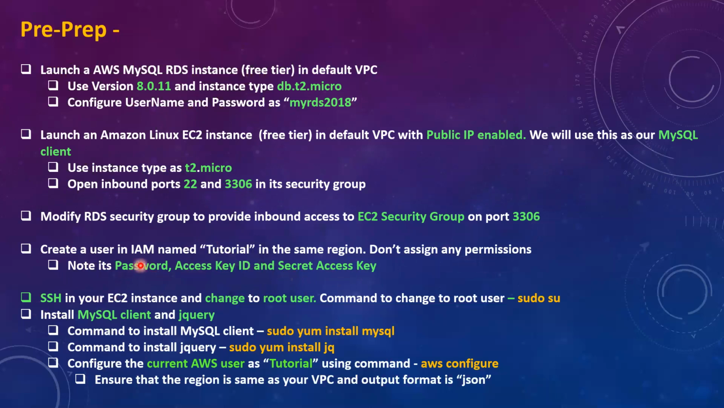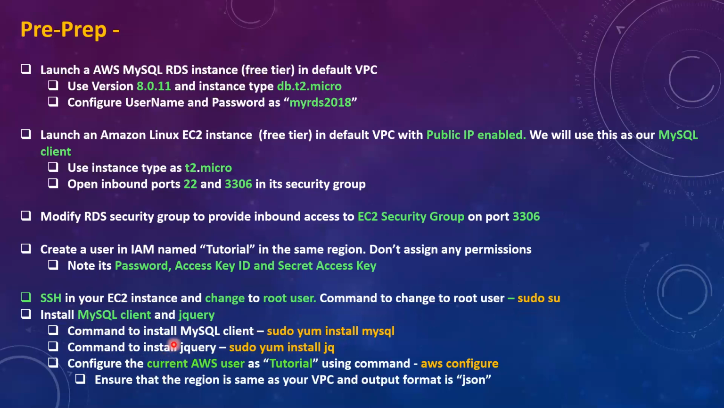After you have created your IAM user named tutorial, go ahead and SSH into your EC2 instance and change to the root user. The command to change to the root user is sudo su. After you've switched to the root user, install MySQL client and jq. The command to install MySQL client is sudo yum install mysql, and the command to install jq is sudo yum install jq.